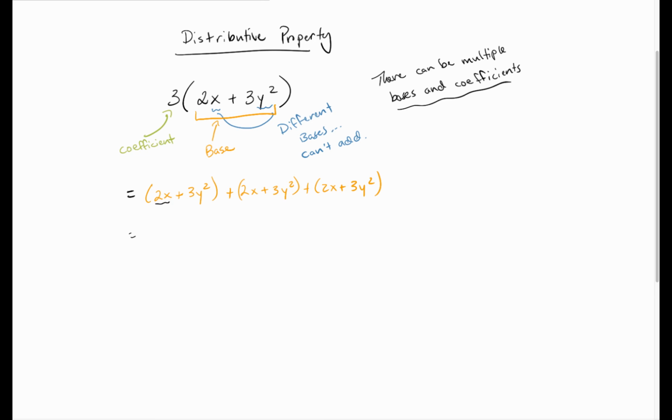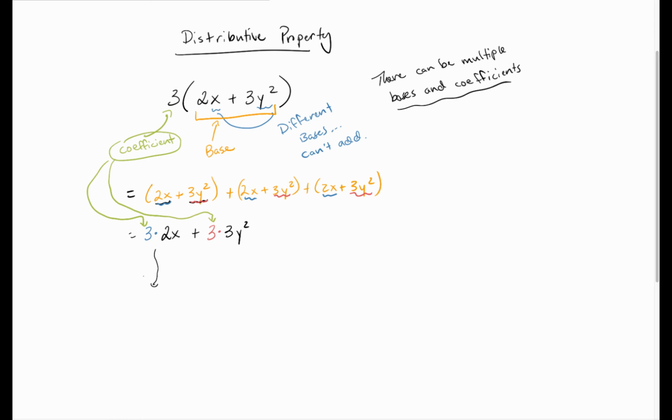Again, I go through now, and everything's being added together, and I see that I have a 2x, and I have 3 of those 2x's, so I can just have a base of 2x and a coefficient of 3. And I can have another base of 3y squared, and again, I have 3 of those as well. 3 times 2x plus 3 times 3y squared. But you notice I have that coefficient in there twice.